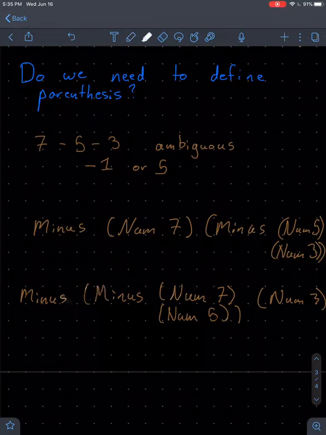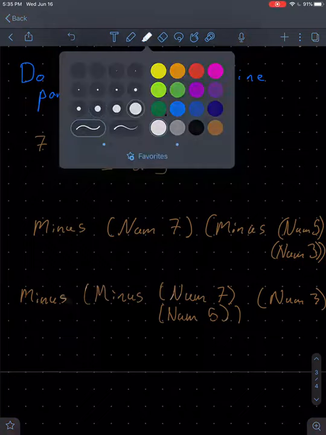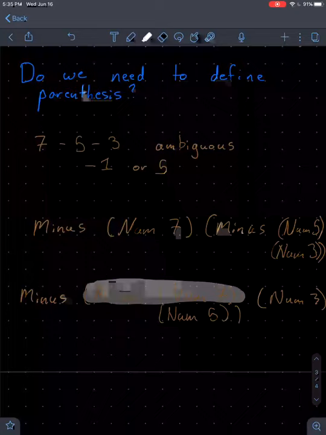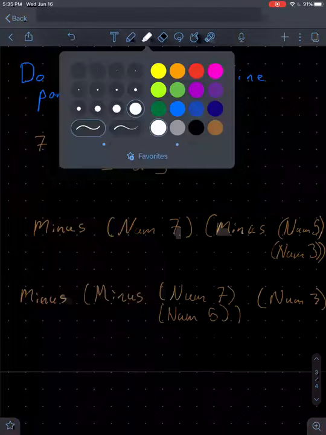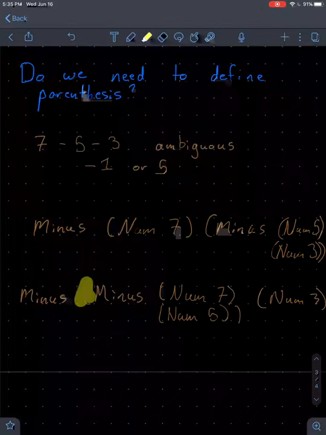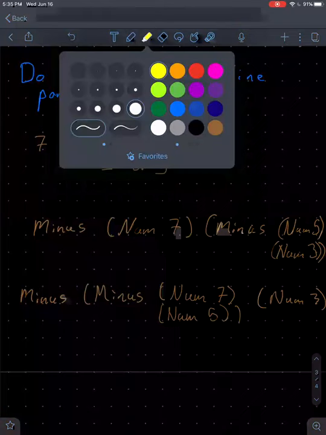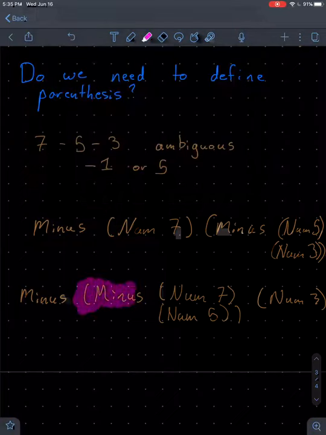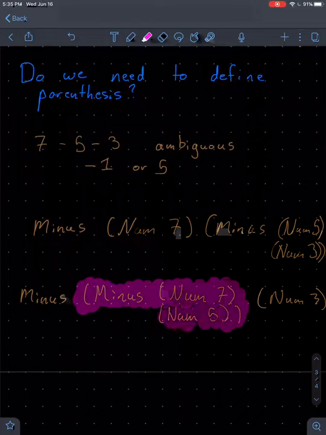This is all, bigger highlighter. That's really hard to read. Let's pick a better color. That's not better. So that's all one piece, and then here, this is all one piece.